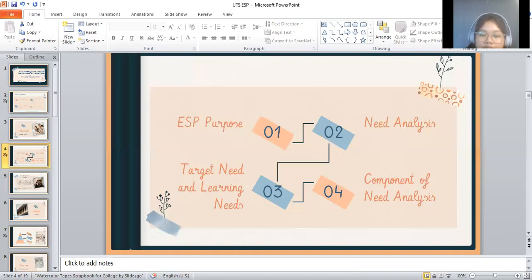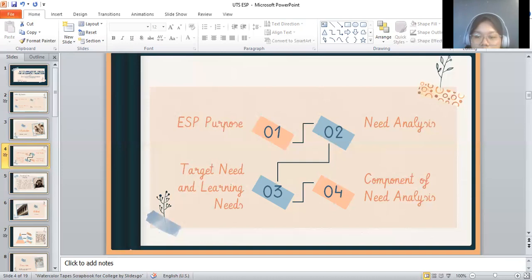And for the need analysis, need analysis is needed in ESP study to get the data of what the students require to achieve, so that the course design might develop in order to meet the goal of the instruction. Next, the benefit of need analysis in developing language curriculum.